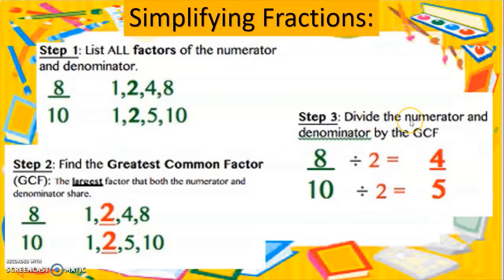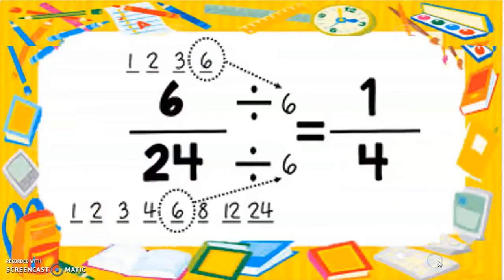Then you're going to divide both the numerator and denominator by the greatest common factor. So 8 divided by 2 is 4 and 10 divided by 2 is 5. So the simplified fraction is 4 over 5. Another example, 6 over 24. Yes, 6 is the greatest common factor of 6 and 24.